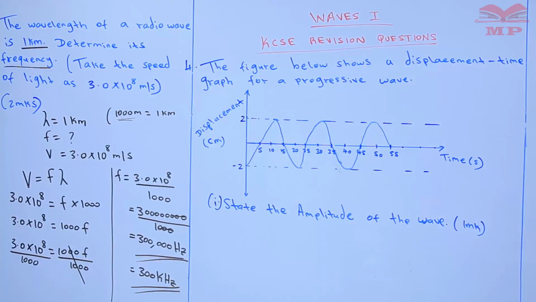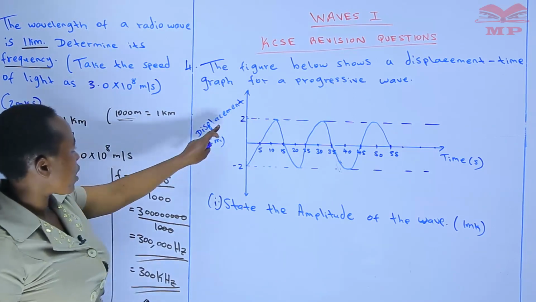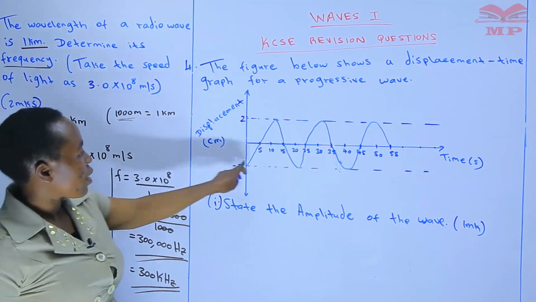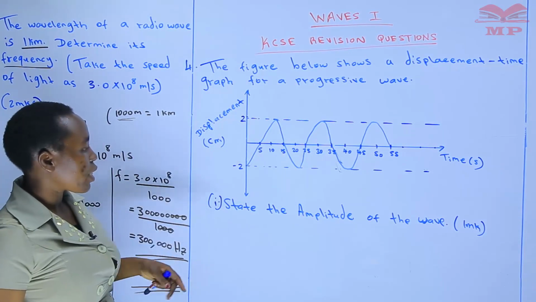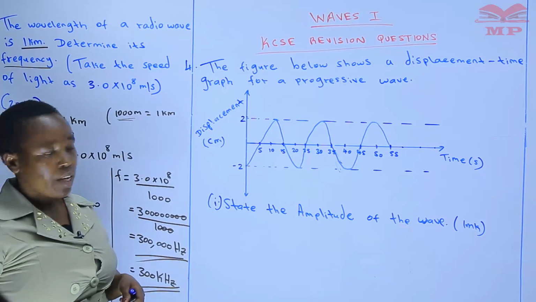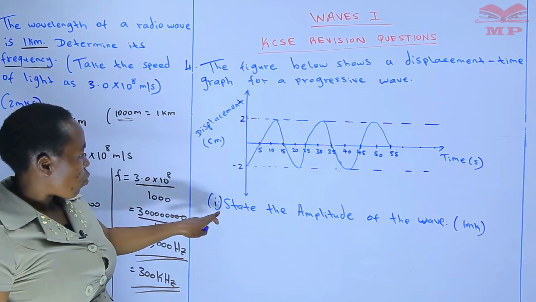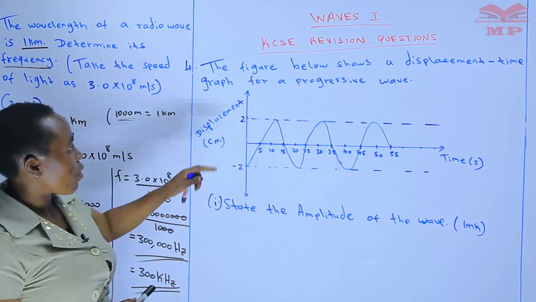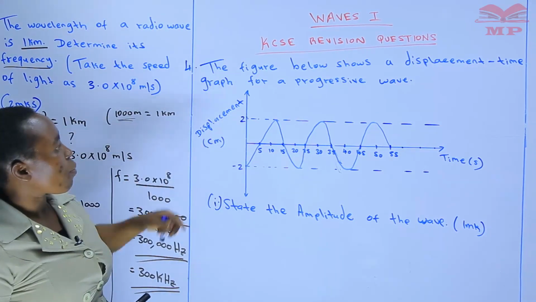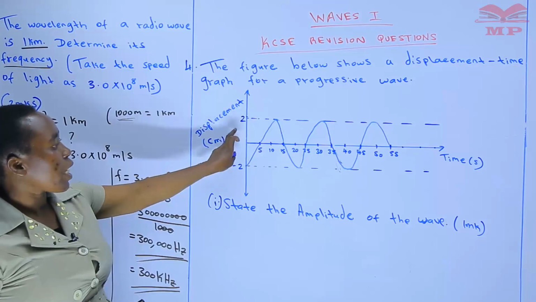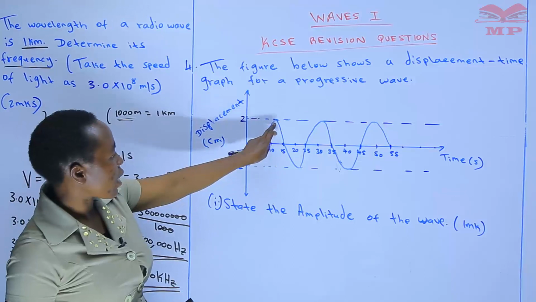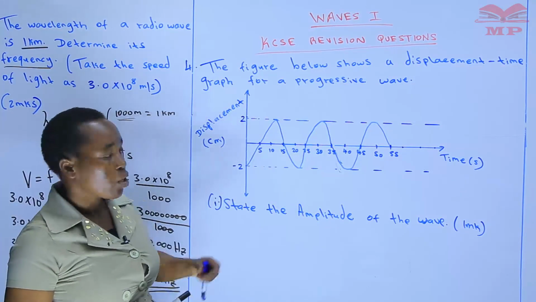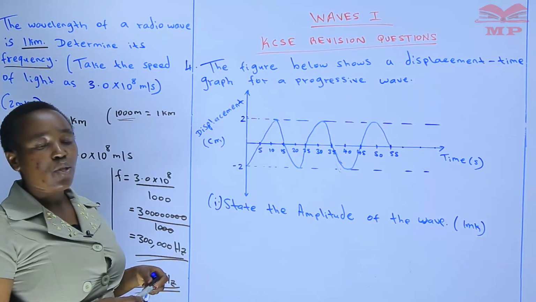So we have been told that the figure below shows a displacement time graph for a progressive wave. You can see its displacement against time, and this is our wave. So the first question, we are told to state the amplitude of the wave. Now before we state the amplitude, we can see the type of this wave is a transverse wave. It has crests and troughs alternating. So it is an example of a transverse wave.